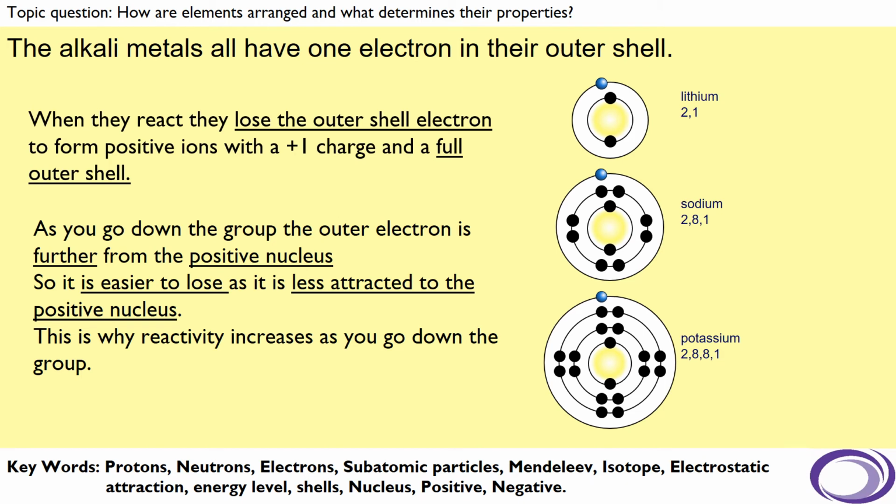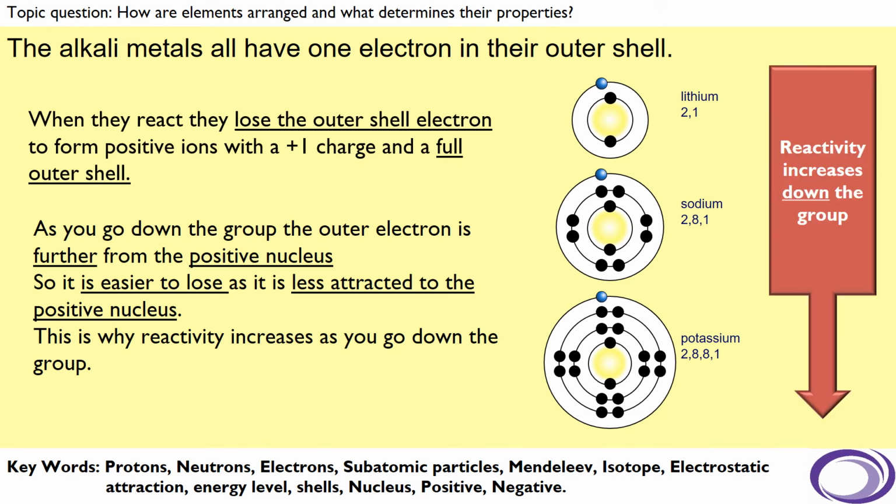Now, as you go down the group, as you can see on the diagram, that outer electron is further away from the positive nucleus. And because it's further away, it's easier to lose because it's less attracted to the positive nucleus. And when it's easier to lose, that is why the reactivity increases. You could also comment on these full shells that are in between that outer electron and the positive nucleus, and these shells shield that outer electron from the positive charge. So there is also an increase in shielding.